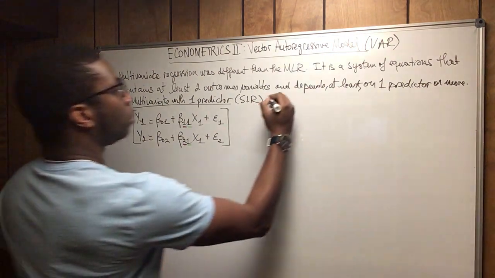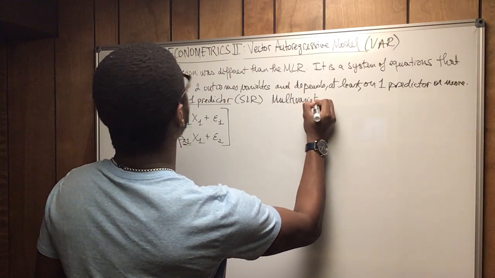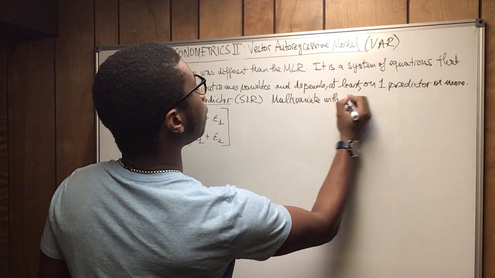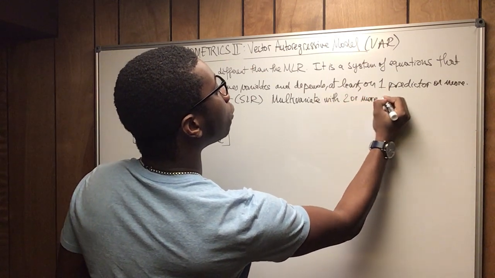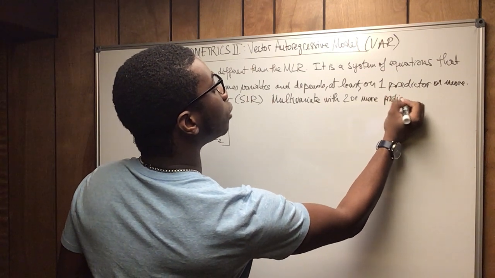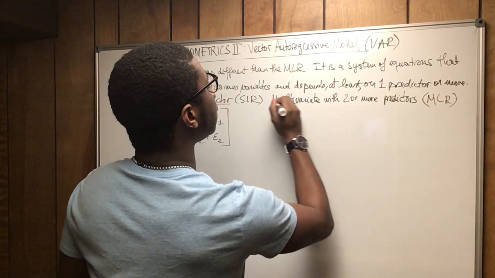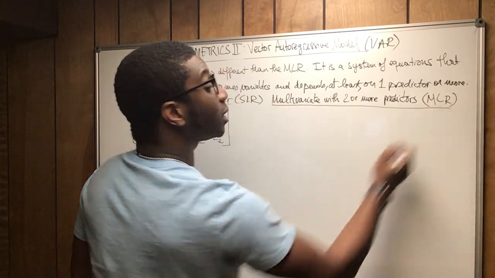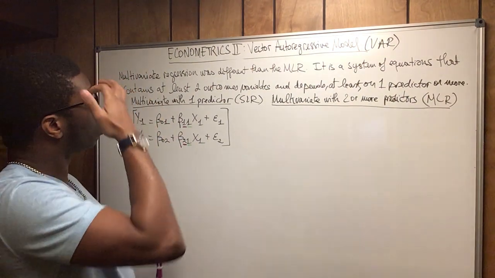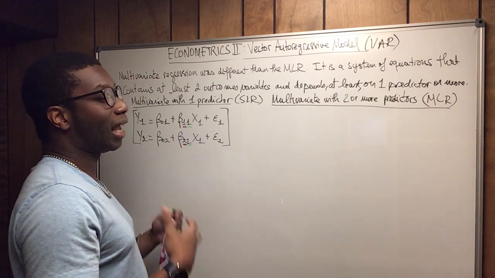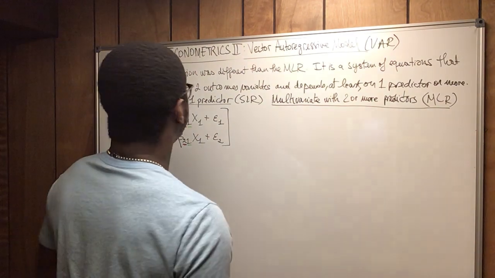Now let's do the multivariate with 2 or more predictors, which is basically a system of equations based on the multiple linear regression. We say multiple linear regression because we have a system of equations that have at least 2 or more predictors.